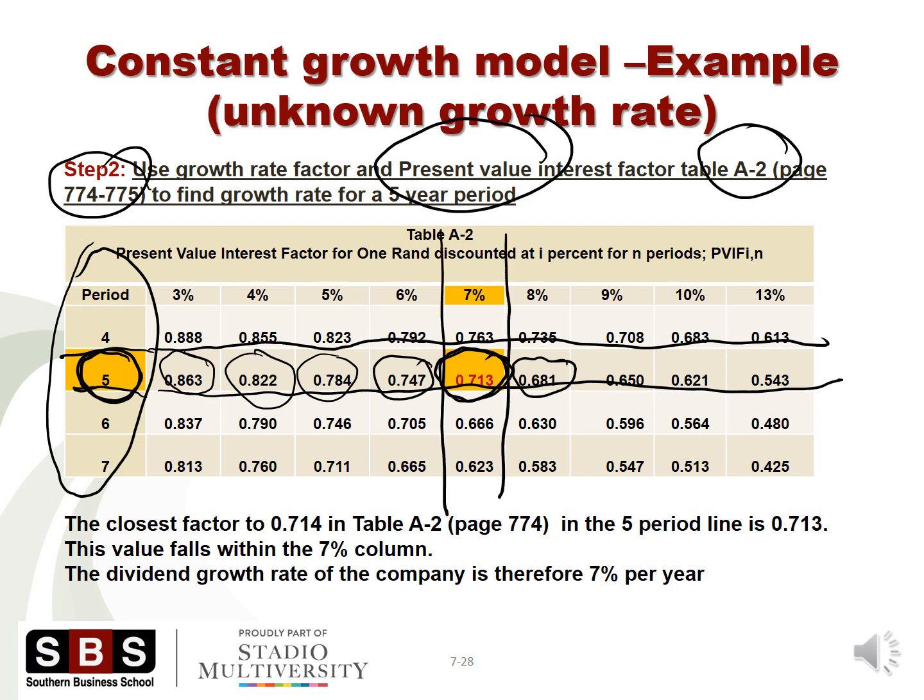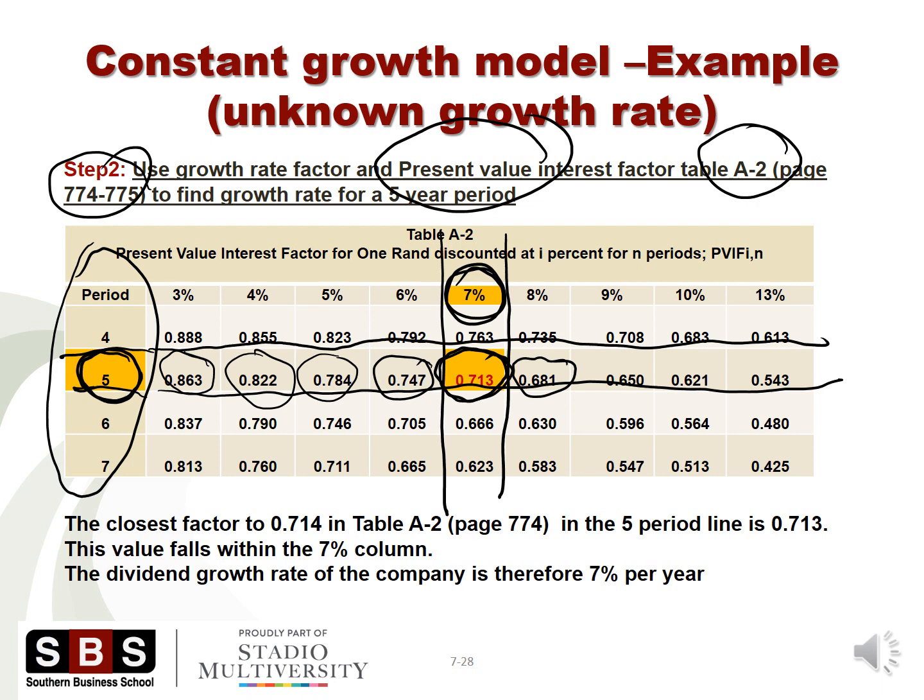And this column indicates the growth percentage that we are looking for. The growth percentage that relates to our growth factor is 7%. So this is the way in which we now have determined the actual growth rate for the dividends.